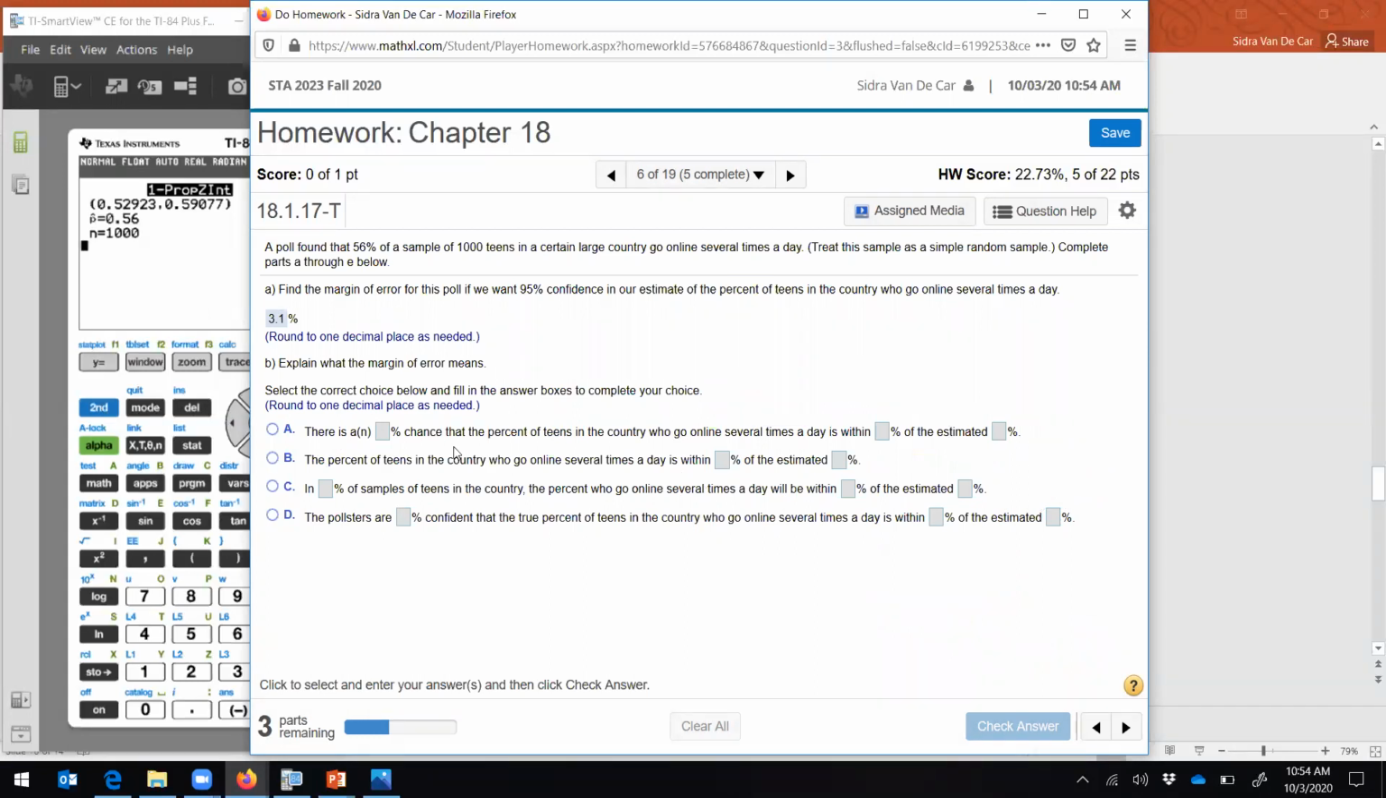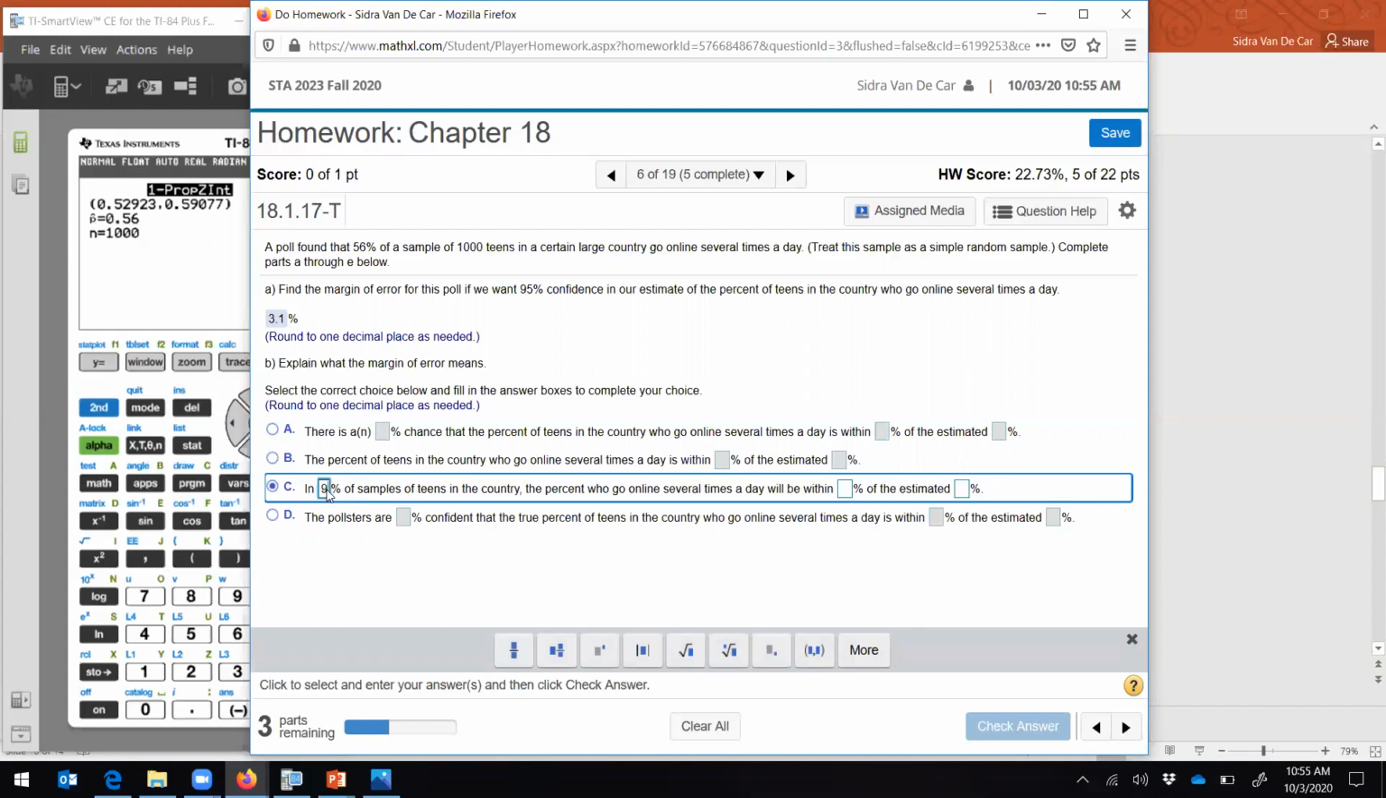All right, there's no chance related to the teens. The percent of teens in the country go online several times a day within. All right, so this one seems pretty good. Let me see. Okay, it's 95% of the samples of teens in the country, the percent who go online several times a day will be within 3.1% of the estimated 56%.